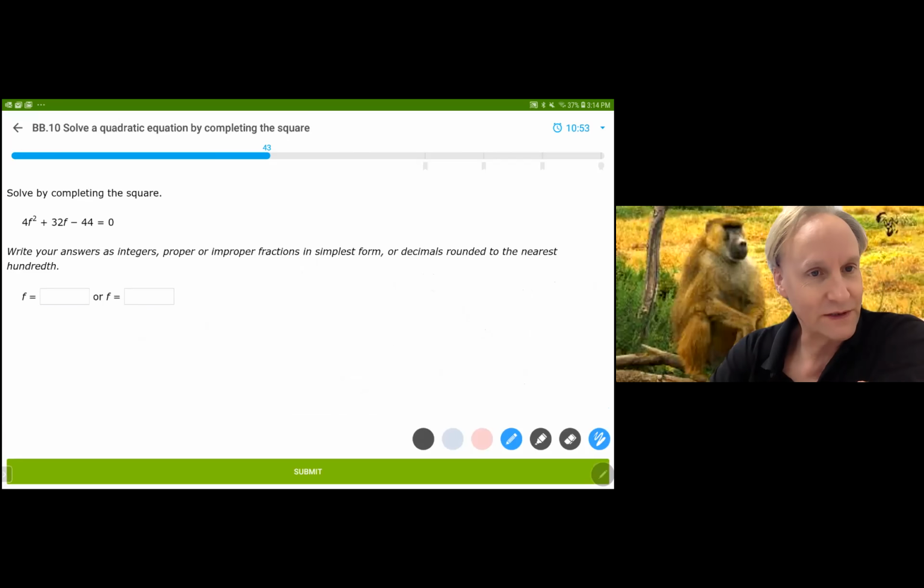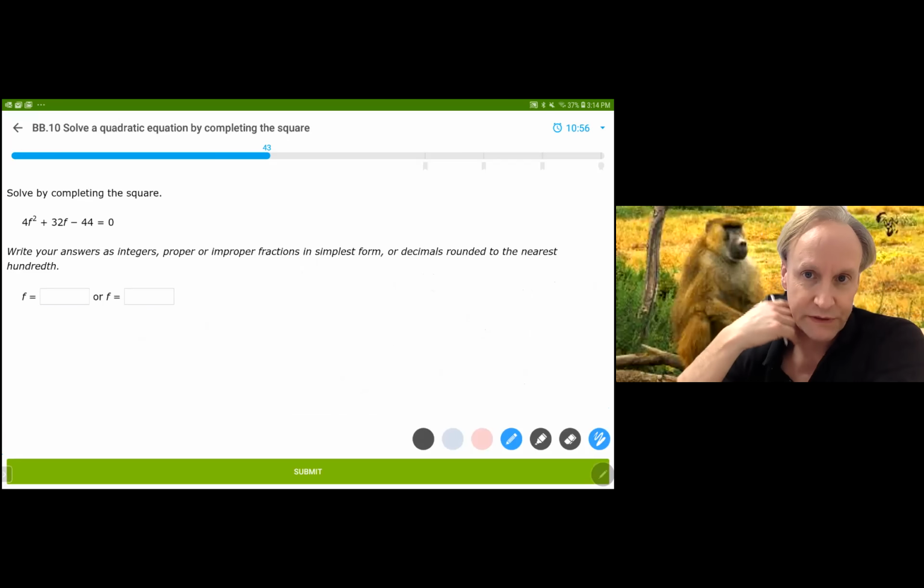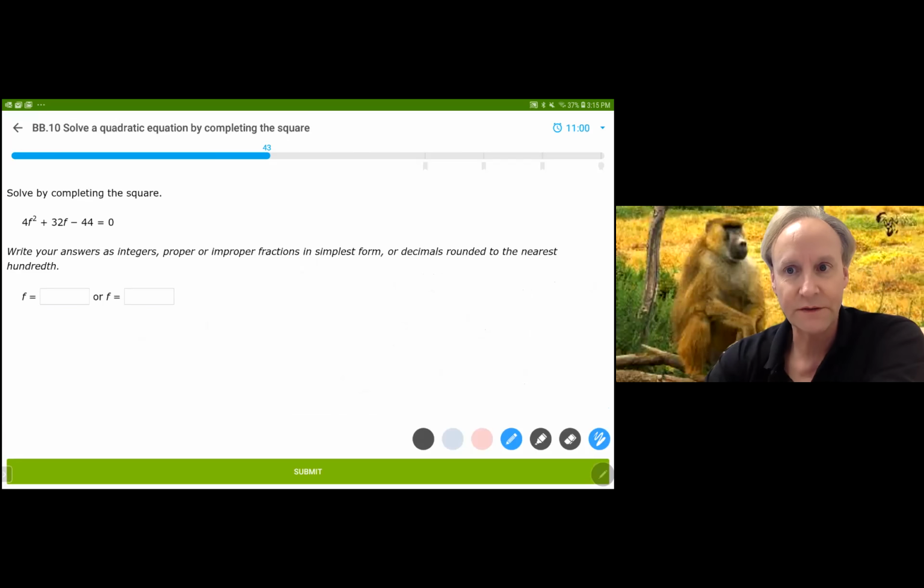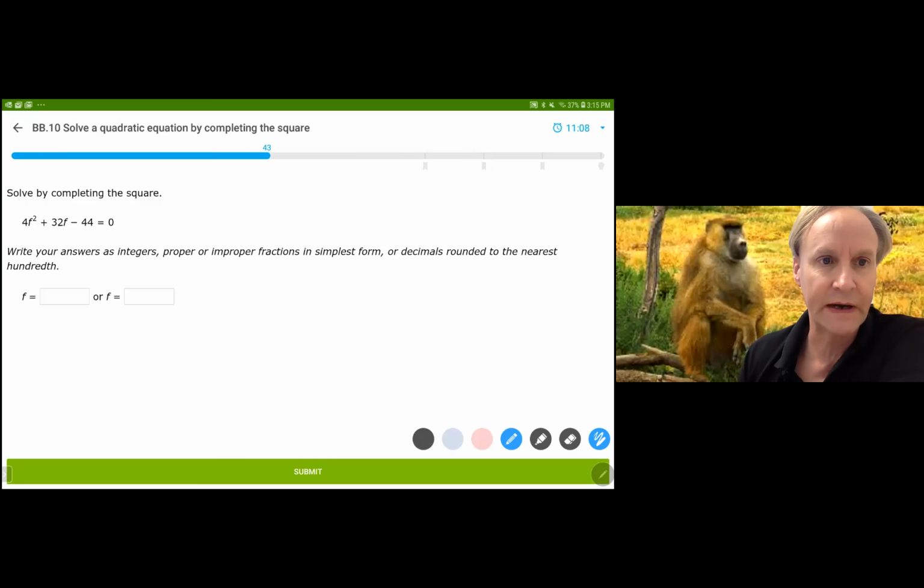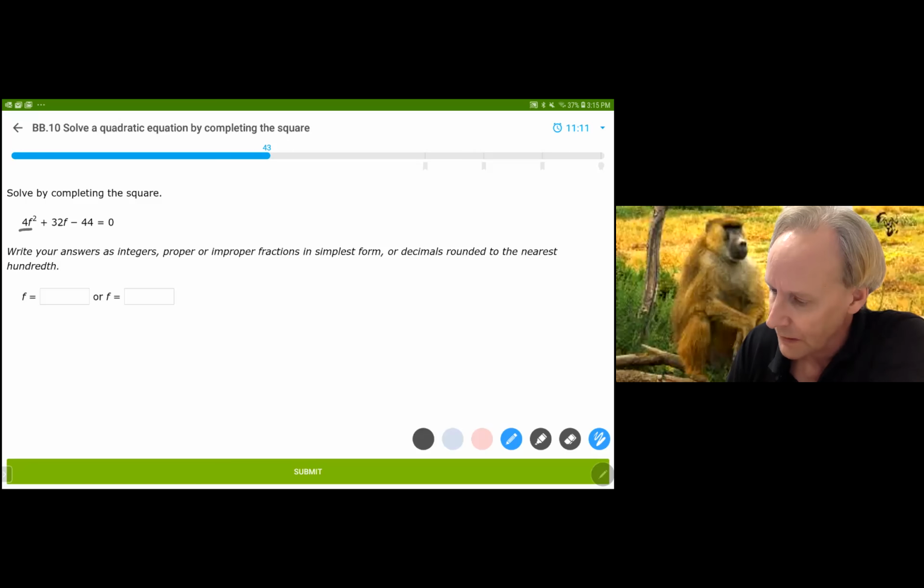Oh, now this one's an interesting one. In this particular case, the first step to factoring is to always look for a common factor. Now, I don't have to take the 4 out, but it is going to make my life infinitely easier to divide everything by 4. When I divide everything by 4, I'm dividing both sides by 4. And 0 divided by 4 is 0. So I have f squared plus 8f minus 11 is equal to 0.